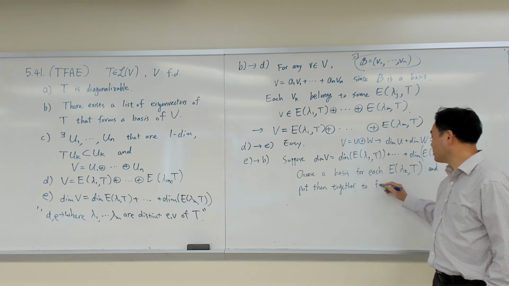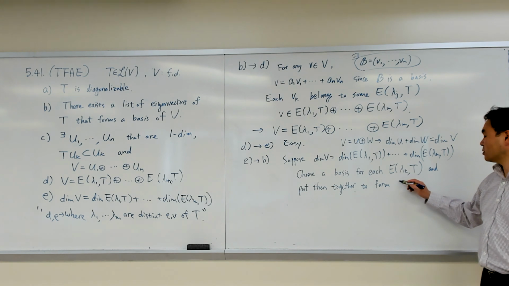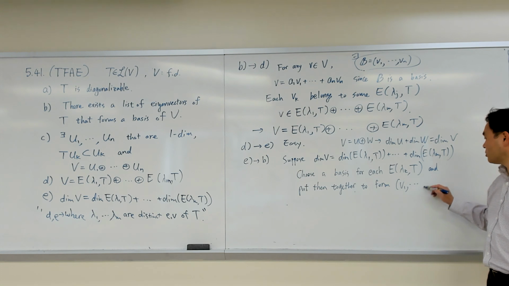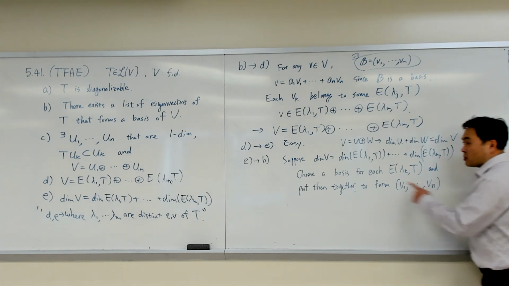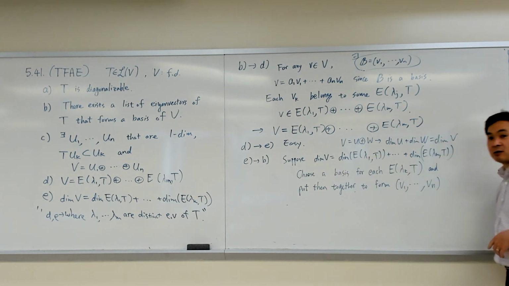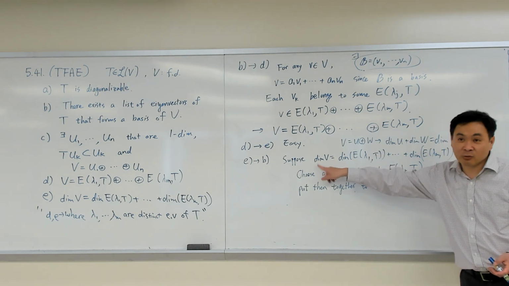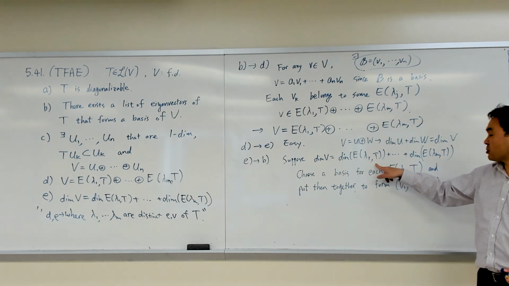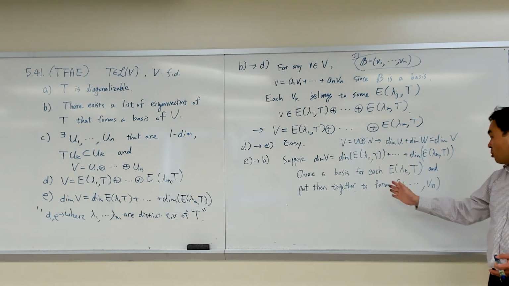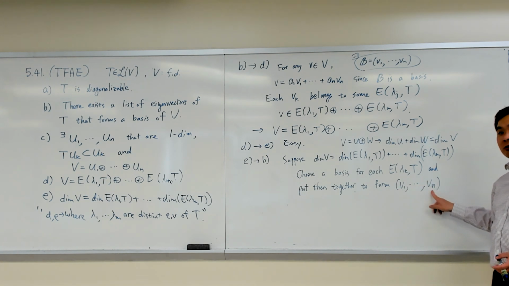To form V1 through Vn. So I know that this n is going to be equal to the dimension of V because of this equality, right? Because the dimensions add up to n, we're assuming n is the dimension of V, if I choose a basis for this one, a basis for the next one, and then put all of them together into a single thing, then we'll have a list of length n.